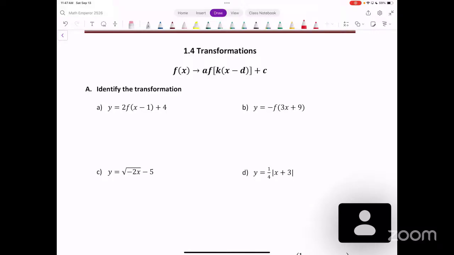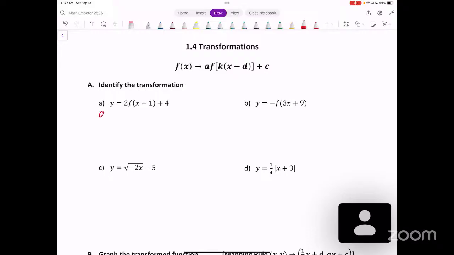So Harsha, let's start from you. We're going to identify the transformation. In order to do the transformation, we need to find A, K, D, C. Harsha, can you tell me the value of A on the first one, please? What did you get for A? 2. Yeah, it's 2. Harsha is still thinking. Okay, Myra, what did you get for A? 2.